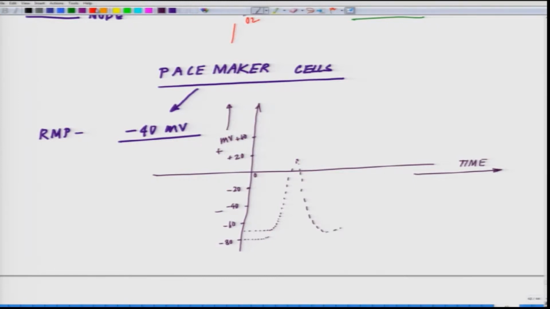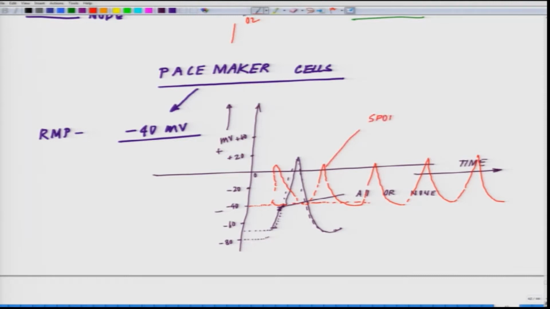Now, while teaching that, I told you if a cell sits out here, and if you could make the cell go that much positive from minus 70 or minus 80 to minus 40, then at this stage it is all or none, because it will invariably shoot an action potential. But what will happen if a cell continuously stays at this resting membrane potential? Such cells are spontaneously active, and there are different kinds of channels involved in it, and those cells shoot spontaneous action potentials.